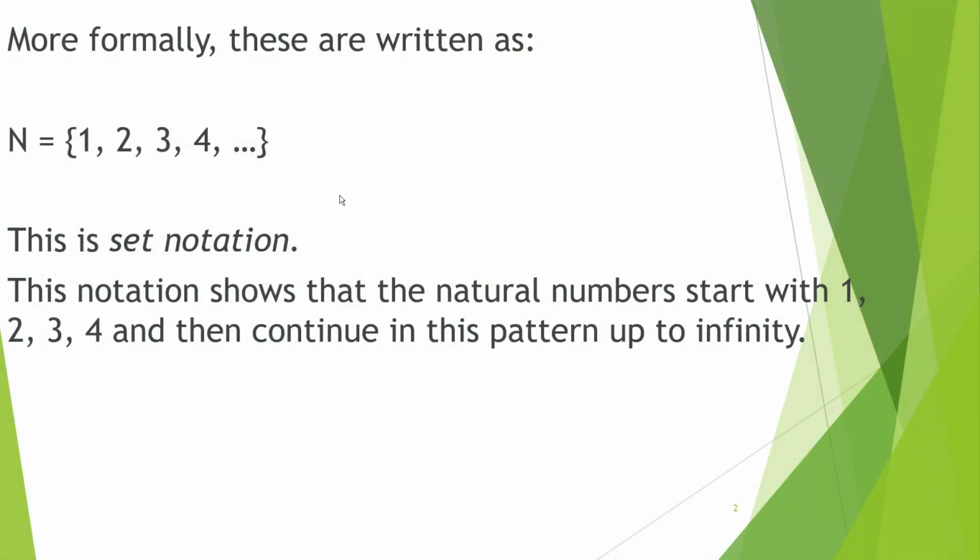In more formal notation, we write these in the following way. N equals the following set. You can see we start with 1, then we go on to 2, 3, 4, and then these three dots, or an ellipsis it's called, indicates that this goes on forever all the way up to positive infinity.